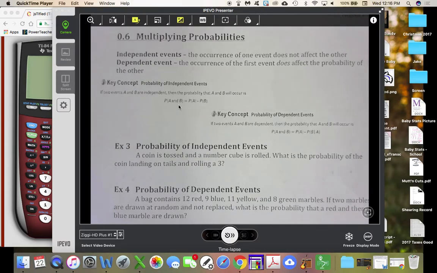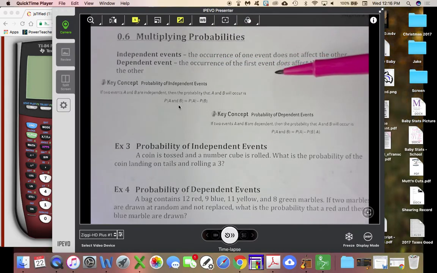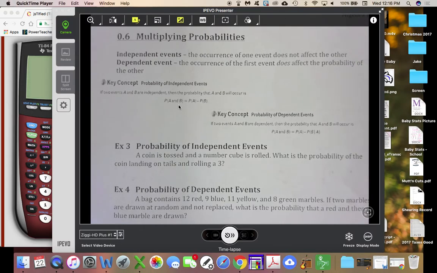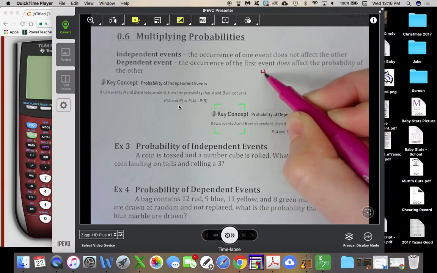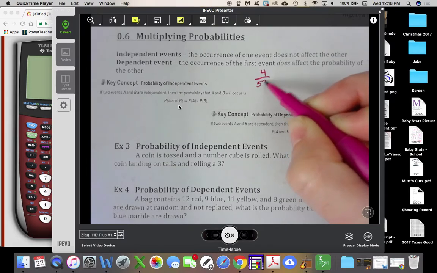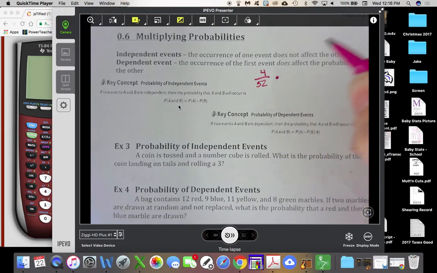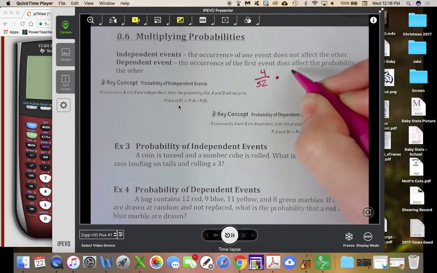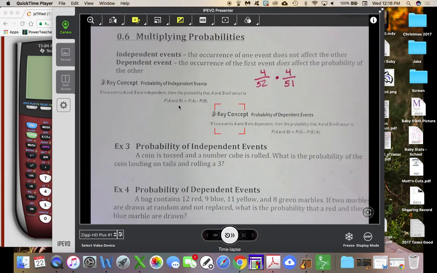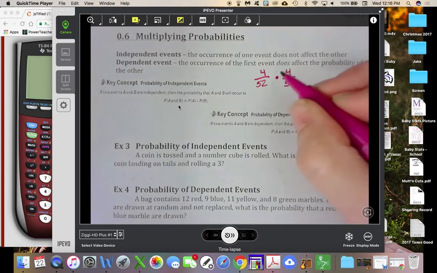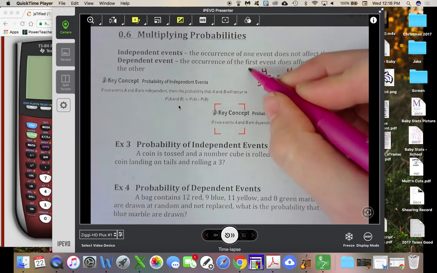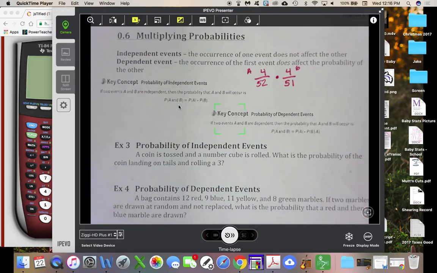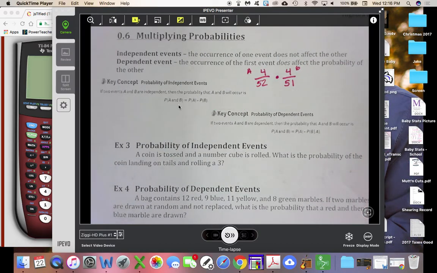Now, a dependent event is where one event affects the other one. So like, let's say I'm drawing a card. If I'm trying to get an ace, my chances of getting an ace are 4 out of 52. And then let's say I want to know my chances of drawing a 6. There are now 4, but out of 51 cards instead, if I don't replace the card back in there that I drew the first time. This was an ace, this was a 6. If I don't replace that ace back in the deck, there are now only 51 cards in the deck. So that would be a dependent event.